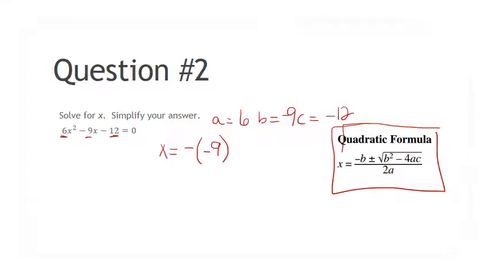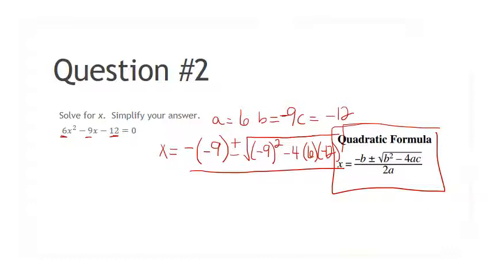Even though the formula has a negative, and this is the negative 9, I need to put both of those negatives in. So plus or minus the square root of b squared. I'm going to put that in parentheses. My b was negative 9, so negative 9 squared, minus 4 times a times c. I'm just substituting in the values, and that's all over 2 times 6.